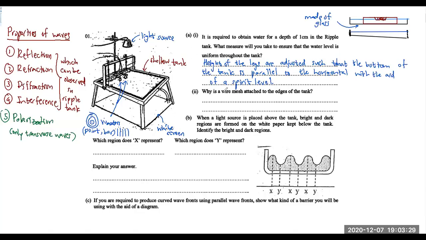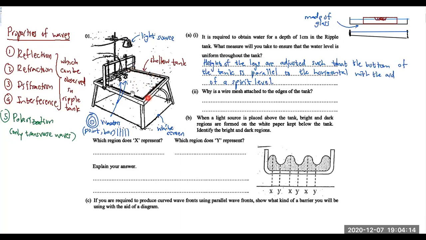And then the next question, why is a wire mesh attached to the edges of the tank? By edges, what they mean is boundaries. So these are the boundaries. When you turn on the vibrator, it will start vibrating and the waves will be produced. If those waves reflect off these boundaries, then there will be two types of waves: the waves produced from the vibrator as well as the waves reflecting off these surfaces. That would cause a lot of disturbances in the tank, so that we will not be able to observe the wave patterns clearly.